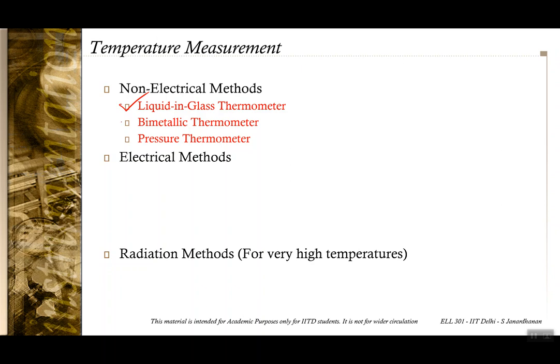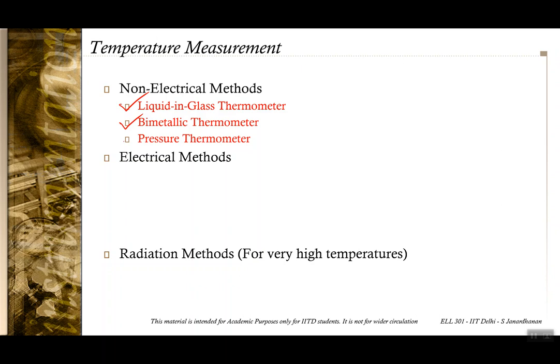You also have bimetallic thermometers, which take advantage of a differential expansion of two metals to indicate the temperature variation.